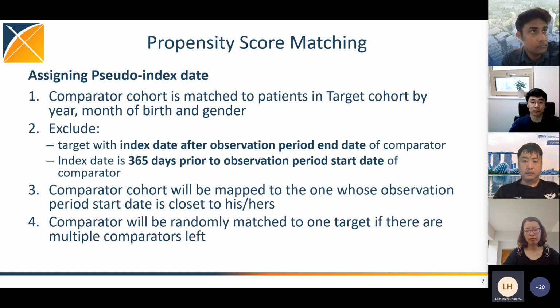This is to ensure that the pseudo index date assigned to the comparator would be within the observation window of their respective target patient, and to ensure that each comparator would have at least 365 days of observation period before their pseudo index date. After excluding this group of comparators, each remaining comparator would be mapped to a target patient with the closest observation start date. And if there's more than one comparator which fits all of these criteria, then we would randomly select the comparator for each target patient.